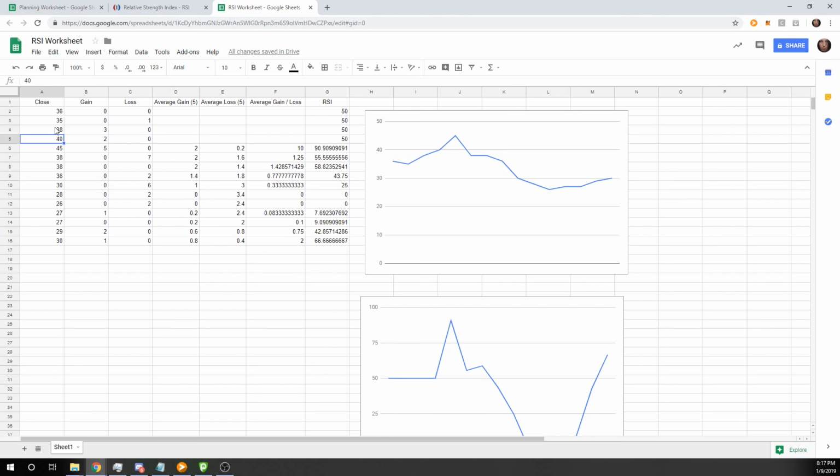Here we have 38 to 40. That's a gain of 2. Loss of 0. 40 to 45 is a gain of 5, loss of 0. Then we lost 7 right there. That was a big loss right there. Here we have a big fat 0. Here we have a loss of 2, loss of 6, all the way down. Here's the gains, here's the losses.